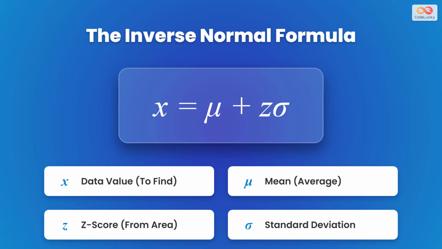To find this value, we use the inverse normal formula. X equals mu plus z times sigma. Here, x is the data value we are looking for, mu is the population mean, sigma is the standard deviation, and z is the z-score that corresponds to the given area. You will find the z-score using a standard normal table or a calculator.